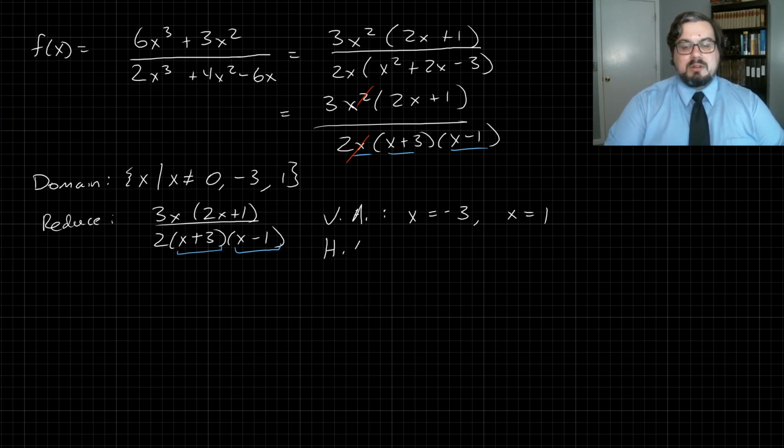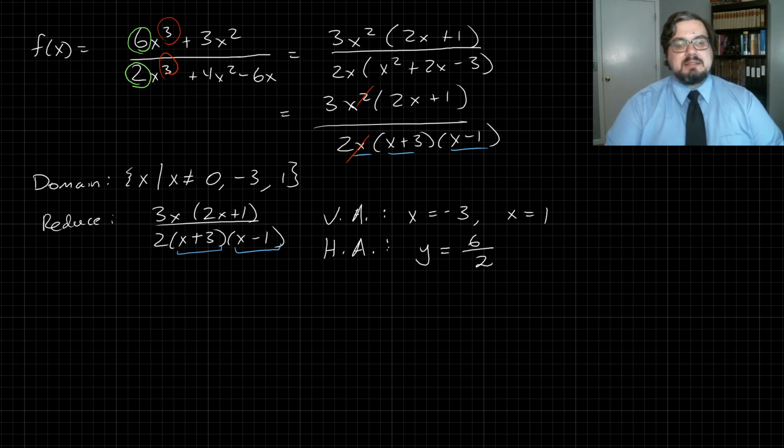Now for the horizontal asymptote, we look back at the original function, compare degrees. In this case, we see that the 2 degrees are the same. They're both 3. And so the horizontal asymptote is given by y equals, and then we take the ratio of the leading coefficients. So the 6 is the leading coefficient in the numerator, 2 is the leading coefficient in the denominator, and so the horizontal asymptote is given by y equals 6 over 2, which is 3.